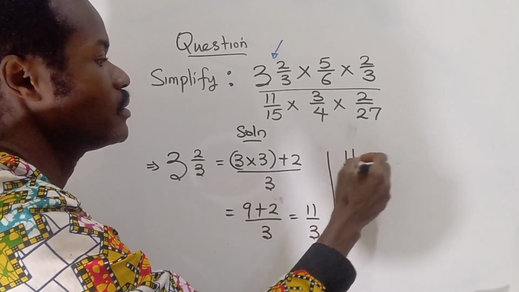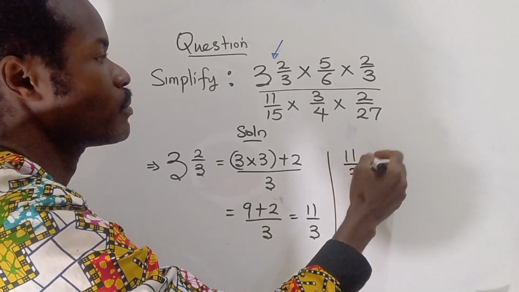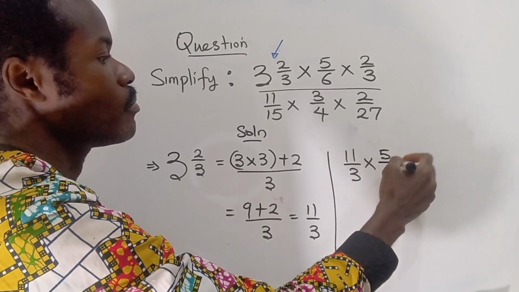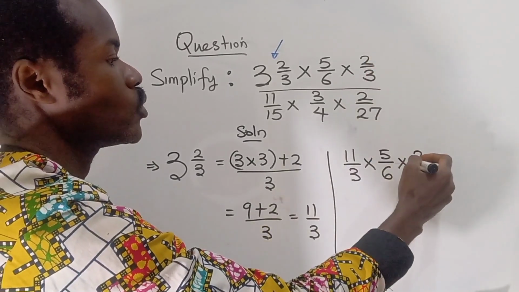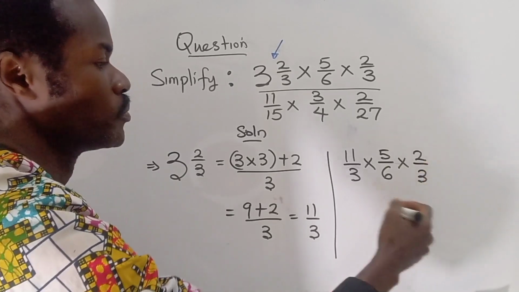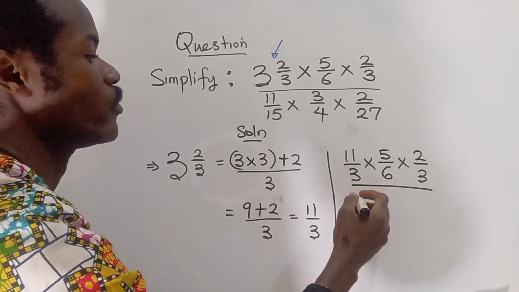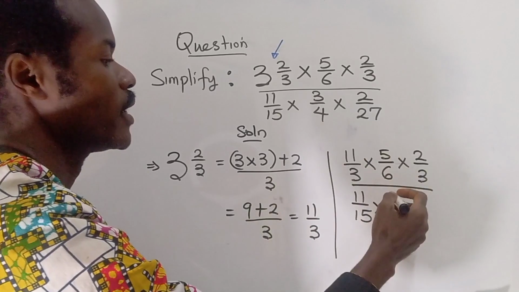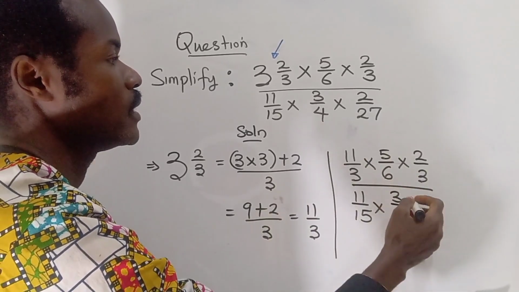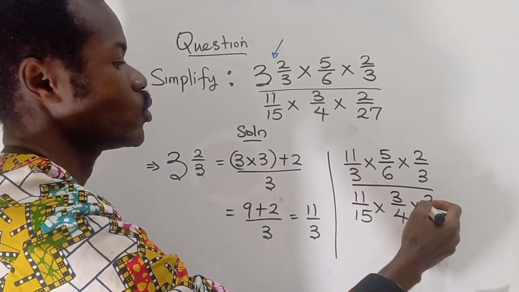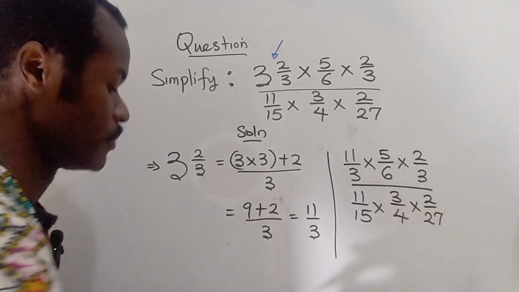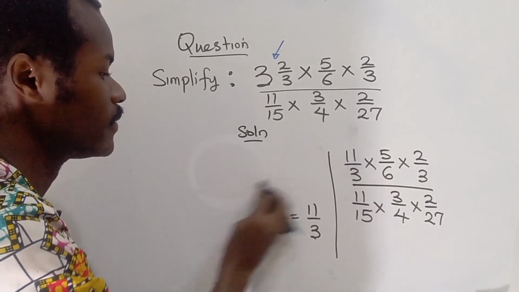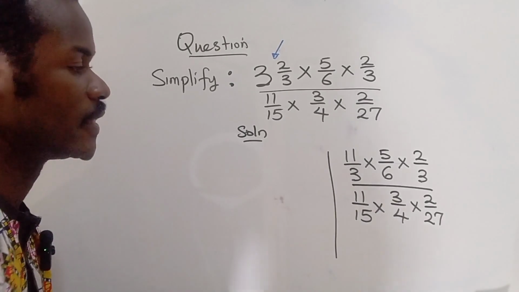So we have 11 over 3 multiplied by 5 over 6 multiplied by 2 over 3, all divided by 11 over 15 times 3 over 4 times 2 over 27. Okay, now that we have that, we can now solve it further.